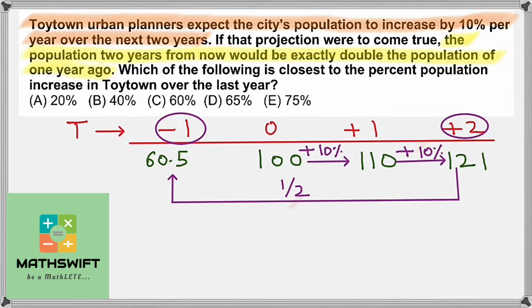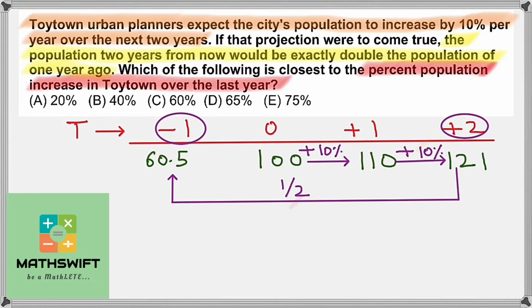Now this doesn't mean 60 full persons and 1/2 person. These are just units. We can assume these units to be anything to simplify our calculations as long as we do not violate any information given in the question. So 60.5 is cool.